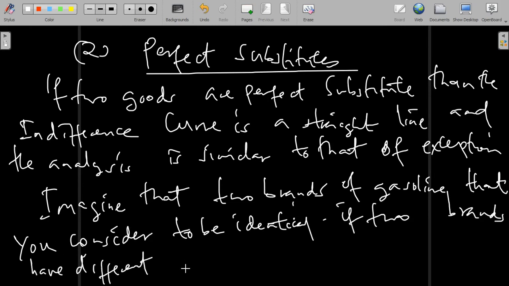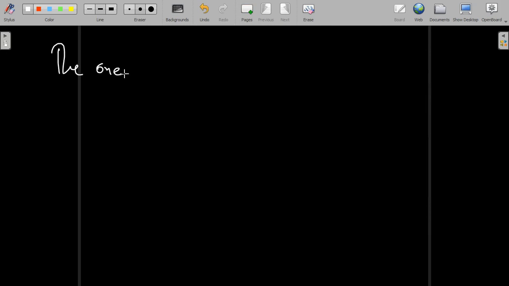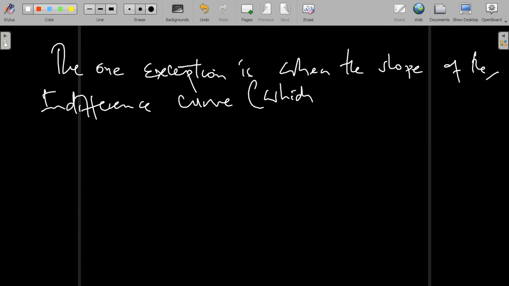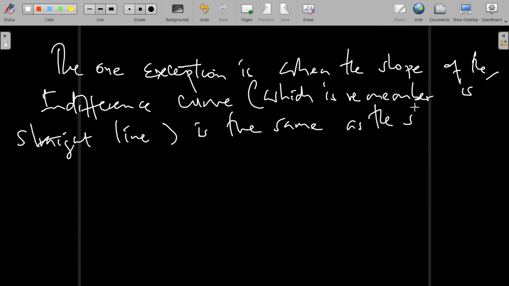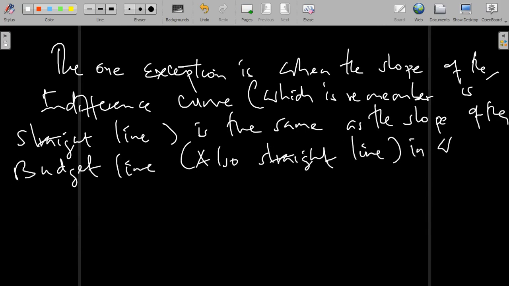So the one exception is when the slope of the indifference curve, which, remember, is a straight line, is the same as the slope of the budget line, also a straight line, in which case the price ratio is equal to the marginal rate of substitution, and any combination of two goods is utility maximizing. So under perfect substitutes, the indifference curve will always be a straight line, and this realizes the exceptions to the laws of utility maximization.